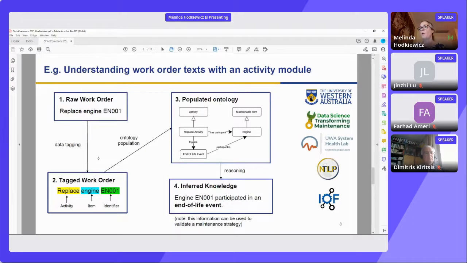Say we have a raw work order, replace engine EN001. We tag it with red code. It then gets annotated, and we tag it as an activity, an item, and as engine. Now we pass it into our ontology. You can see under 3 that we've got a replacement activity, subclass of activity, but we've also built into the ontology the fact that this replacement activity triggers an end-of-life event and that the engine participates in that. So we can infer that that engine has participated in an end-of-life event.